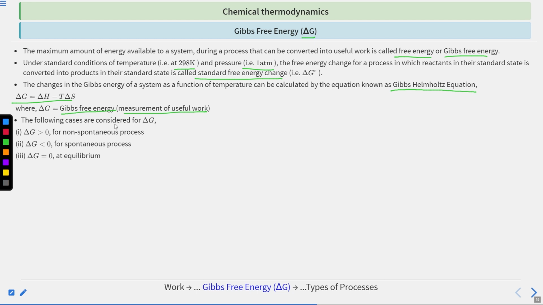The following cases are considered for delta G. So these are the three conditions. First, if delta G is positive, that is greater than 0, in this case the process will be non-spontaneous. If delta G is negative, that is less than 0, it will be a spontaneous process. And if delta G is 0, the process is at equilibrium.